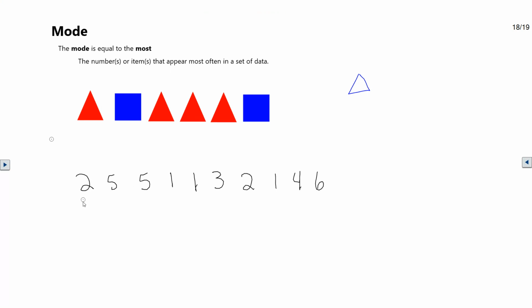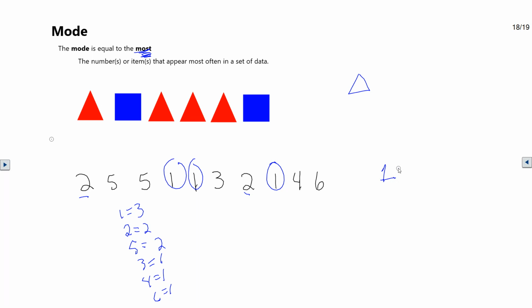Okay. And if I look down here for the numbers, I have a 2, I have a 1. So I know that my 2s are 2. I have 5s. How many of those? 2 5s. And I have a 3, a 4, and a 6. But I have 3 1s. So what is the mode? The mode is when we see the most. What do we see the most of? The 1s. So the mode in this case would be the 1. Okay?